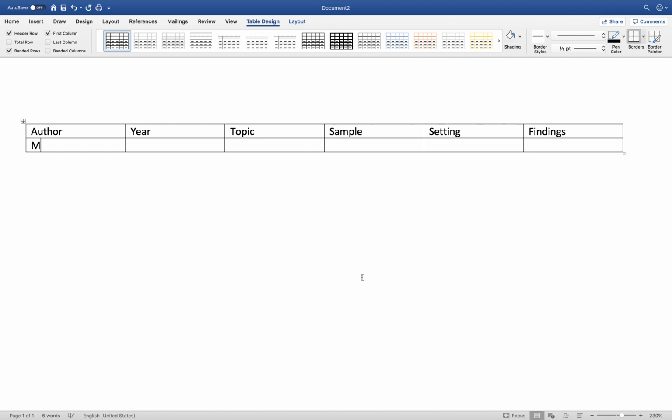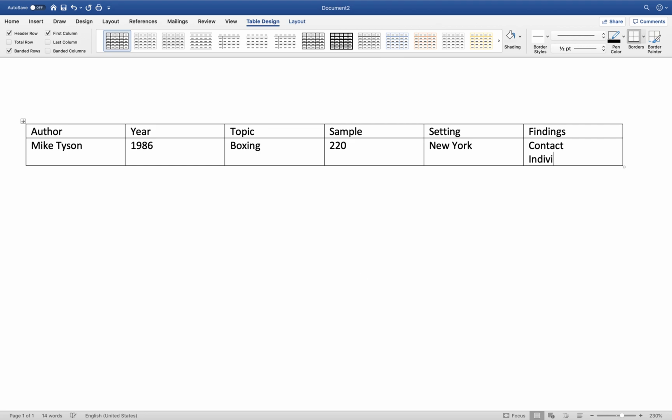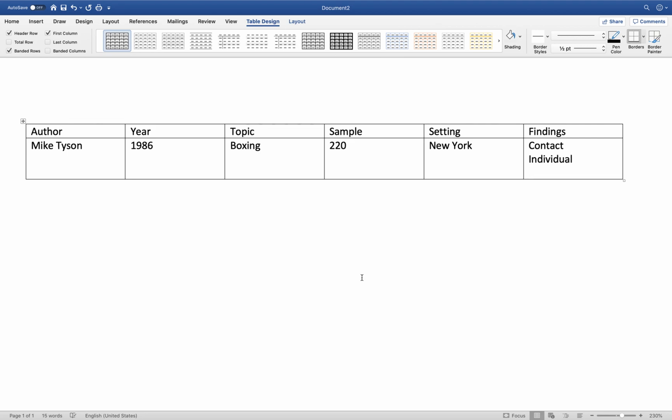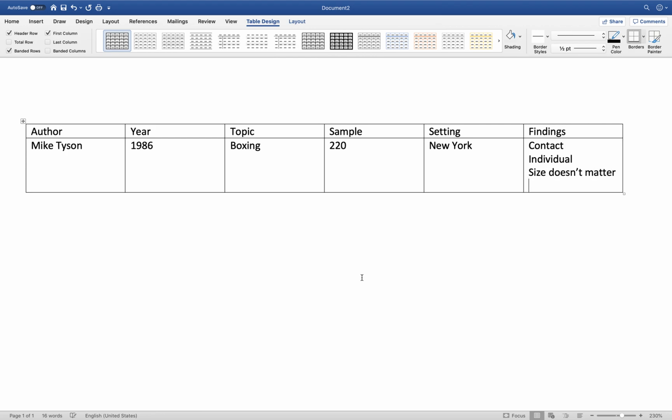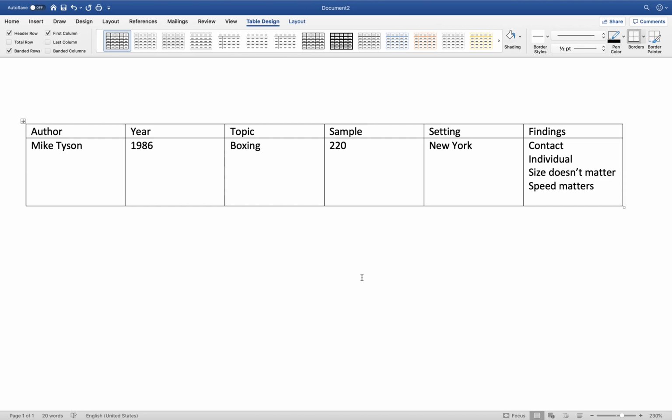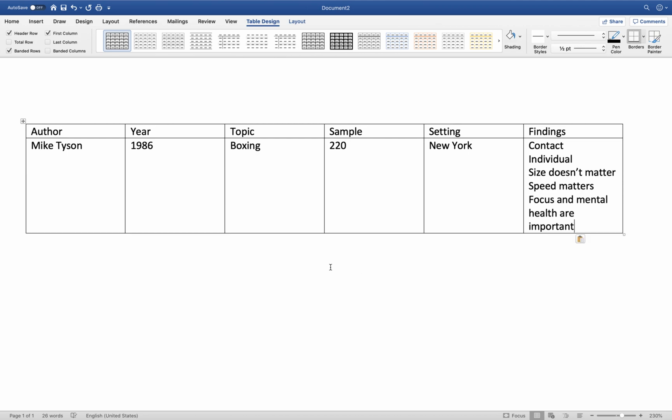So the first author whose article that I reviewed, let's say his name was Mike Tyson, and he published his article in 1986 on the topic of boxing and used a sample size of 220 in New York. And he finds that his research subjects, it's quantitative, let's assume, prefer contact sports, they prefer individual sports over team sports. They believe that size doesn't matter, but that speed does matter. And they also find that focus and mental health in general are important.